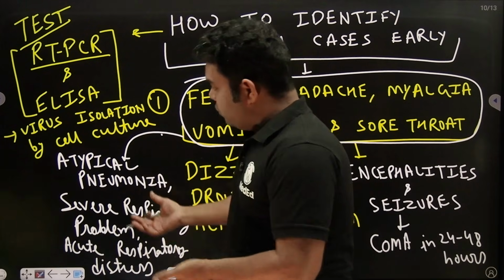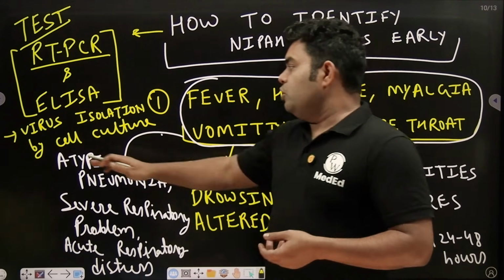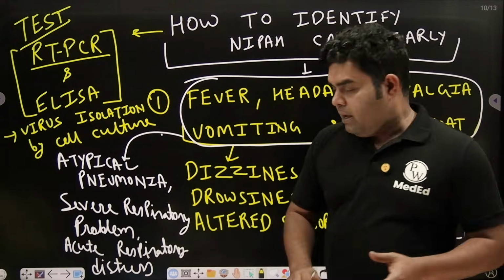So what tests will you order in such patients? The tests will be RT-PCR or ELISA. We can do virus isolation by cell culture.